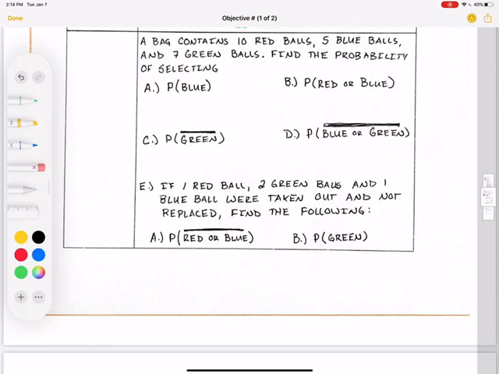A bag contains 10 red balls, 5 blue balls, and 7 green balls. Find the probability of selecting each of these options. So, we have the probability of finding blue. First off, I'm just going to make my list here. I have 10 red, 5 blue, and 7 green. For a total of 22.